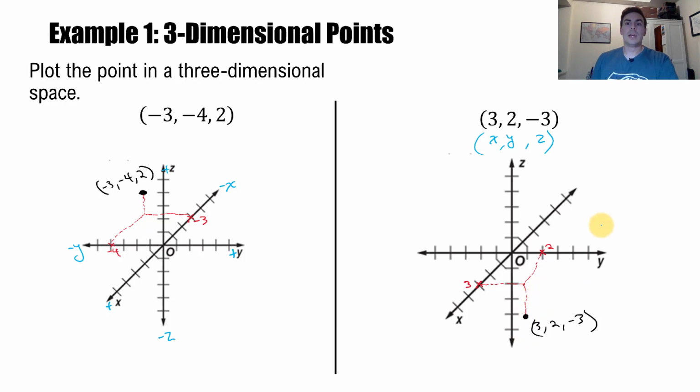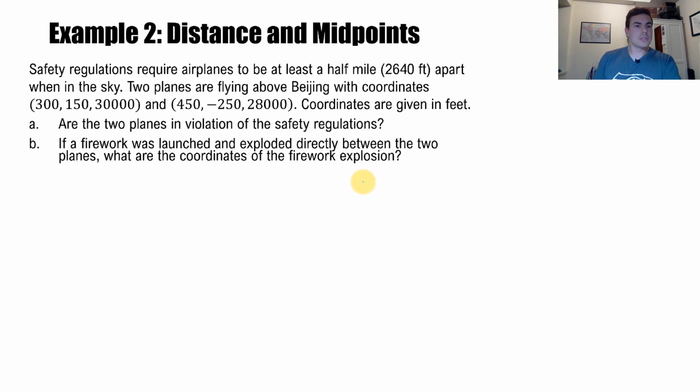All right. Okay, now we're going to go ahead and use this in a real world scenario. Safety regulations require airplanes to be at least a half mile, that's 2640 feet apart when in the sky. 2 planes are flying above Beijing with coordinates given here. Coordinates are given in feet, so keep that in mind. We got a 2-part answer here. Are the 2 planes in violation of our safety regulations? Again, our safety regulation is given here. And then if a firework was launched and exploded directly between the 2 planes, what are the coordinates of the firework explosion?